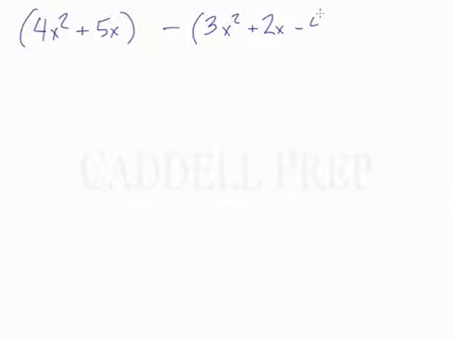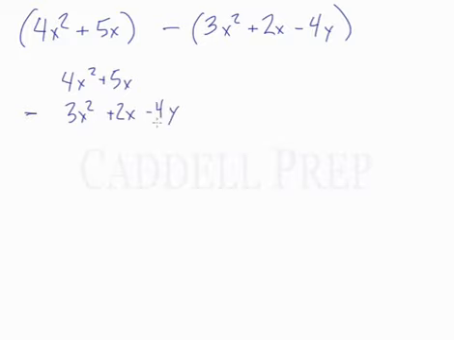Let's look at a pretty difficult problem. If we had 4x squared plus 5x minus 3x squared plus 2x minus 4y. So let's do this vertically first. 4x squared plus 5x, minus 3x squared plus 2x minus 4y. In this case, there's nothing above the 4y, so we should probably just put a 0 there as a placeholder.